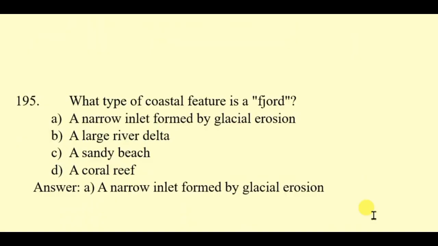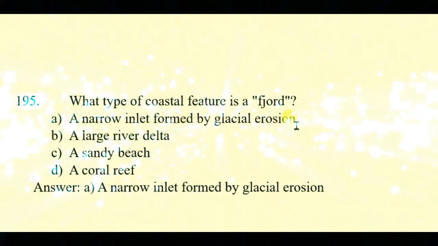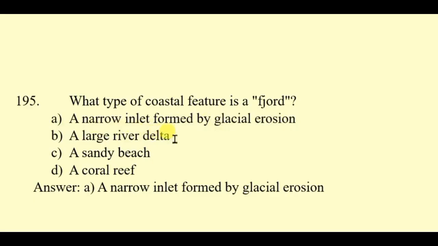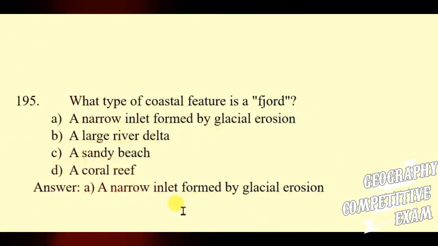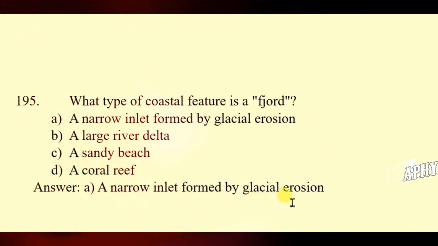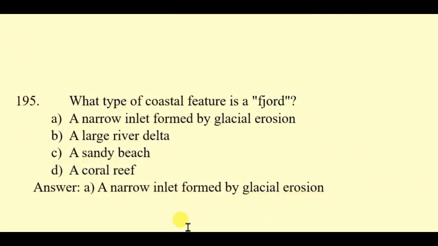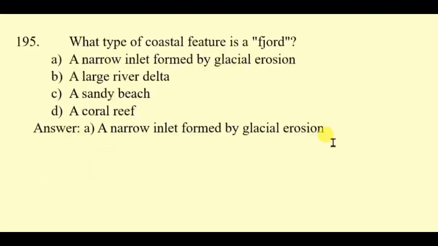Question 195. What type of coastal feature is a fjord? A narrow inlet formed by glacial erosion, a large river delta, a sandy beach, a coral reef. Here the right answer will be a narrow inlet formed by glacial erosion. It means when a glacial valley is submerged in the coastal area, that is called a fjord.